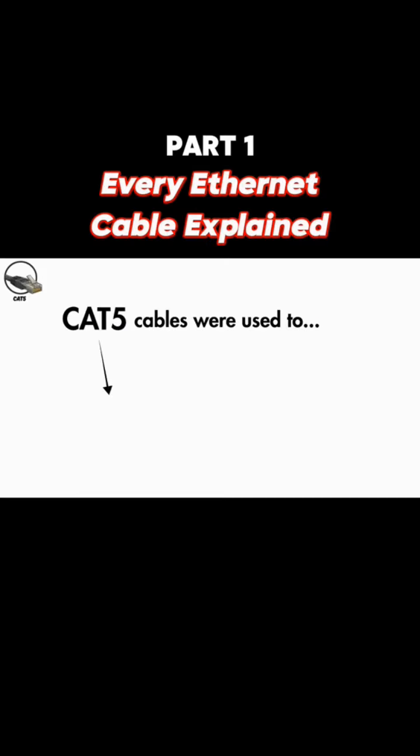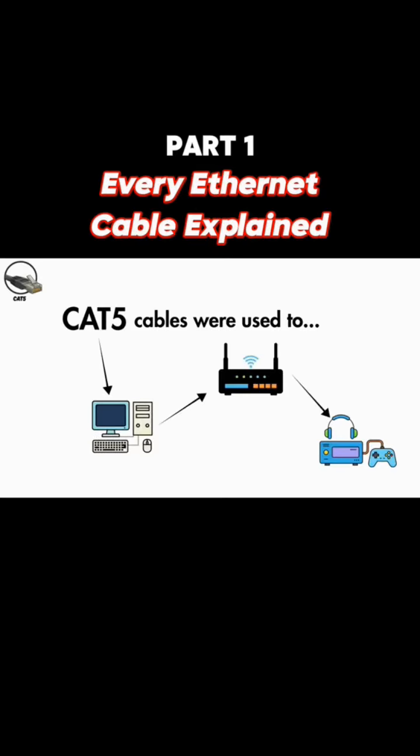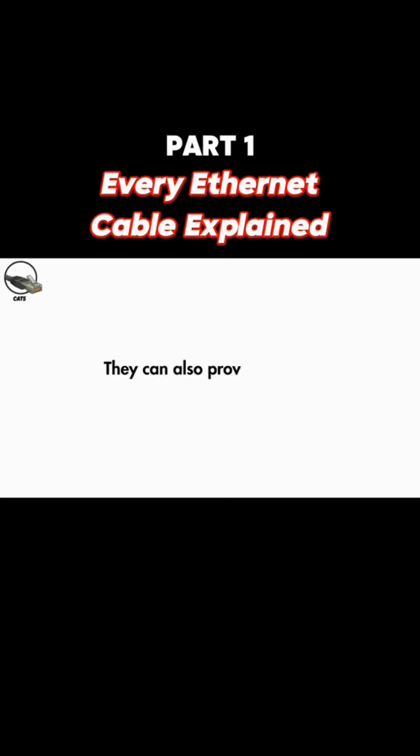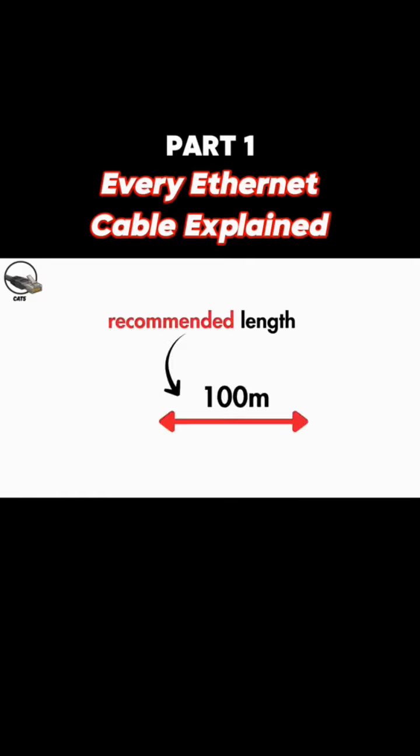Cat5 cables were used to connect things like computers, routers, game consoles, and IP cameras. They can also provide power over Ethernet if properly rated. The maximum recommended cable length is 100 meters to avoid signal loss.